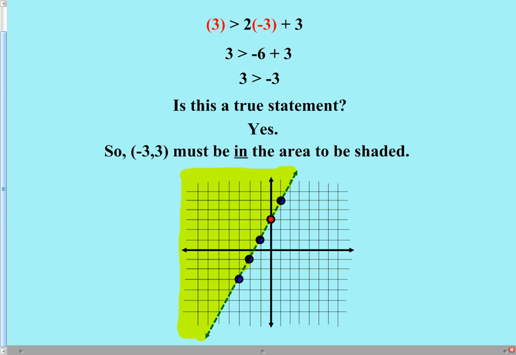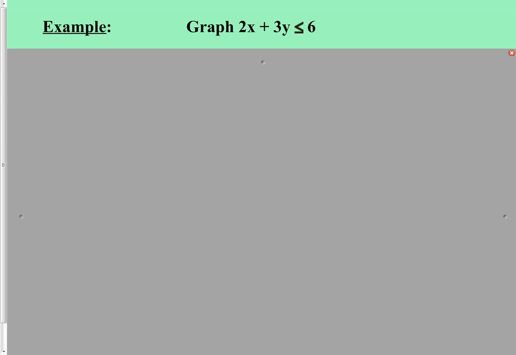Okay. Let's look at another one. Graph 2x plus 3y is less than or equal to 6. Now, once again, you can use any method for graphing linear equations that you like. If you've had somebody show you how to graph by axis intercepts in the past, then this would be a perfect opportunity to do that since this equation is in standard form.